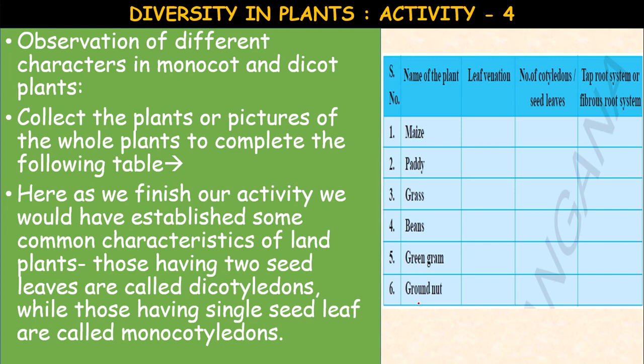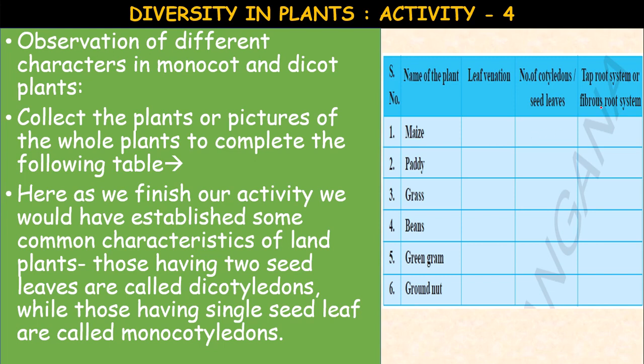Here, as we finish our activity, we would have established some common characteristics of land plants. Those having 2 seeds, 2 seeded leaves, they are called the dicotyledons, while those having single seed leaf, they are called monocotyledons. So for example, maize, the number of cotyledons only 1, so it is a monocotyledon.